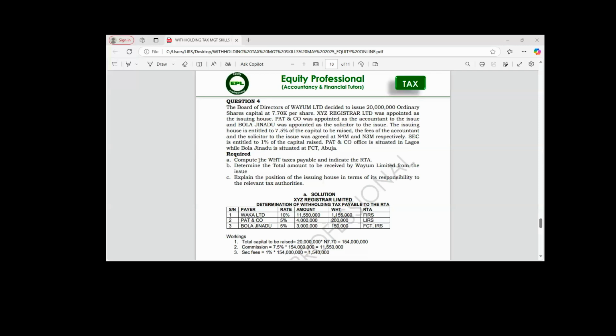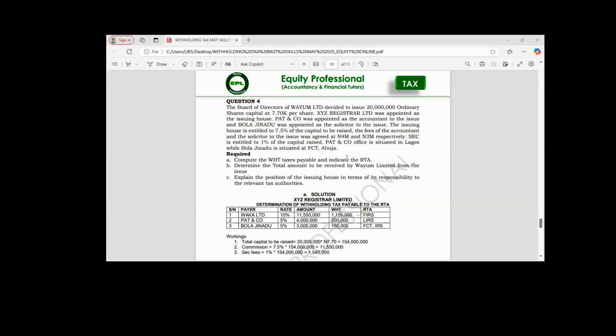Question A says, compute the withholding tax payable and indicate the relevant tax authority. Then B, determine the total amount to be received by Wahum Limited from the issue. Then C, explain the position of the issue house in terms of the responsibility to the relevant tax authority. So this is a straightforward question. How do we tackle it?